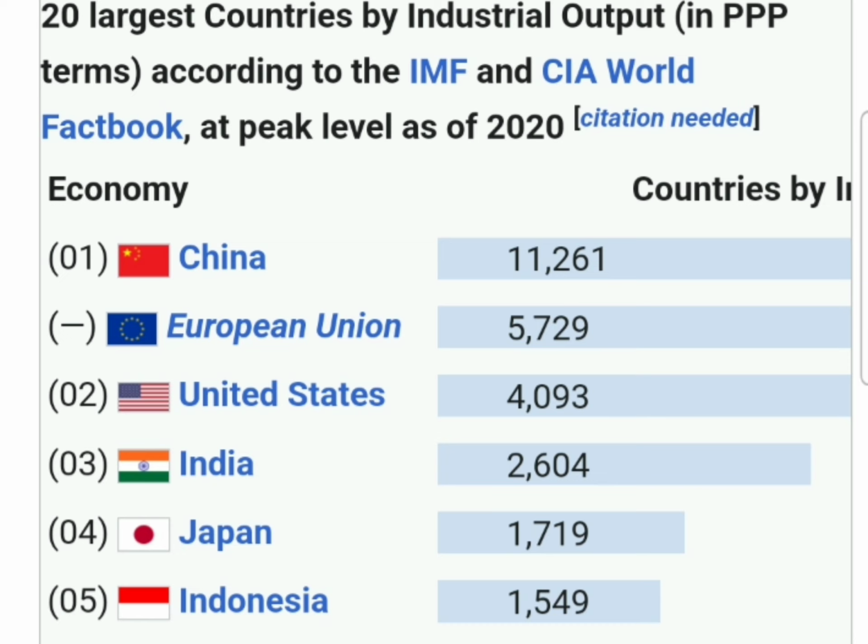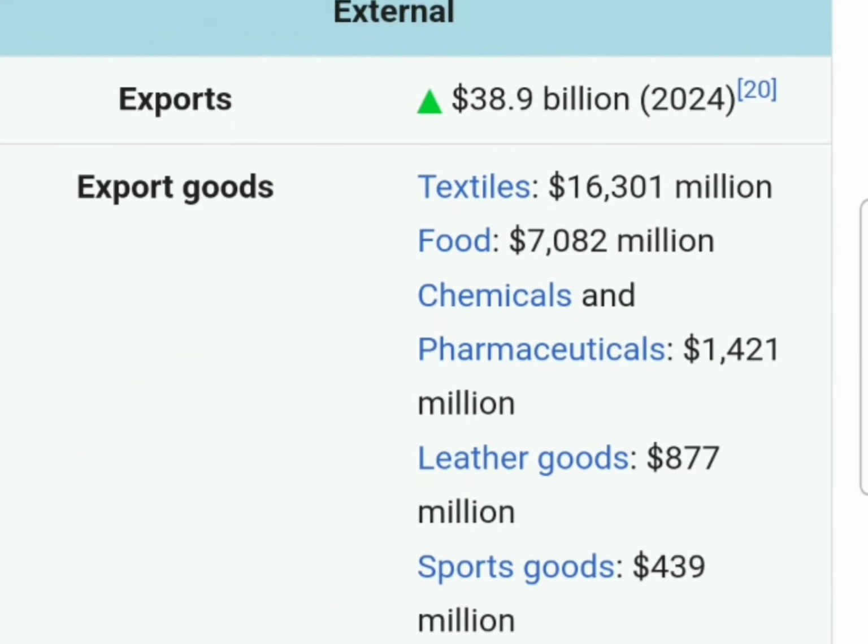The first one is China, which has 11,261 billion US dollars of export from the industrial sector. The European Union has 5,700, the US 4,000. Total exports of Pakistan are 38.9, almost 39 billion US dollars in the current budget 2024. The main export goods are textile, food, chemicals and pharmaceuticals, leather goods, sports goods and petroleum.